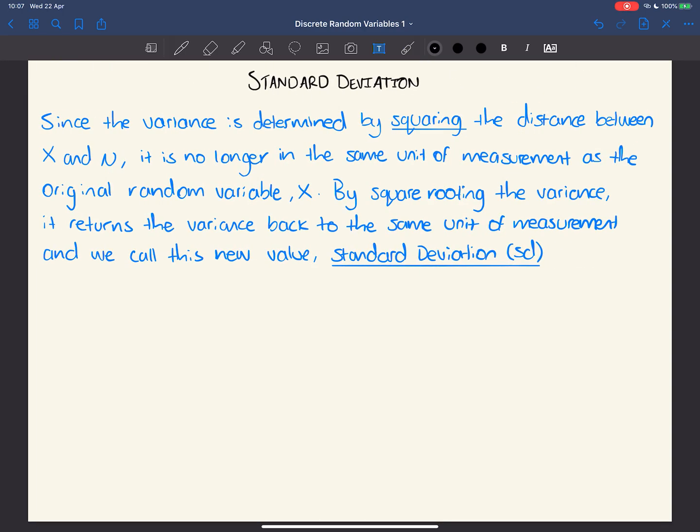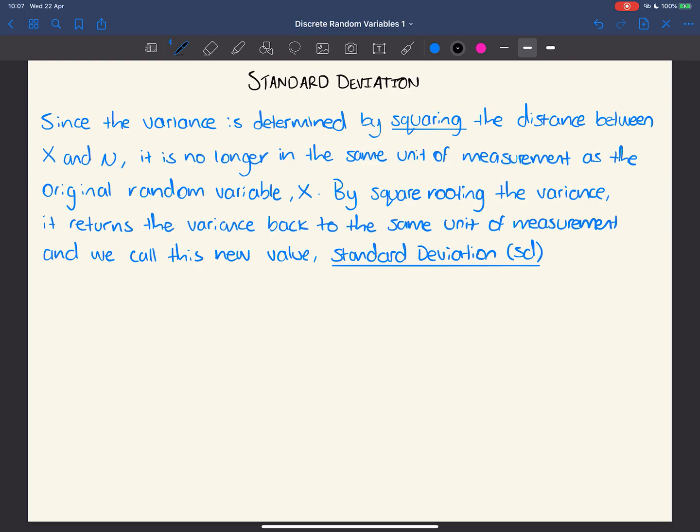So here's our new page. Like I said before, since the variance is determined by squaring the distance between our values and the mean, by the way, last video, I called this the wrong letter, right? This is mu. It is no longer in the same unit of measurement as the original random variable. By taking the square root of the variance, it returns us back to the same unit of measurement, and we call this new value standard deviation. And here's the formula for it right here. It's pretty basic at this stage.